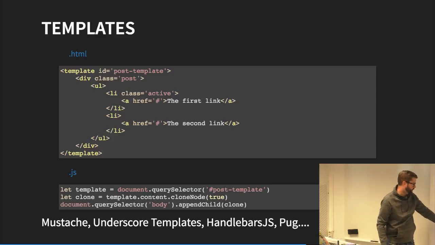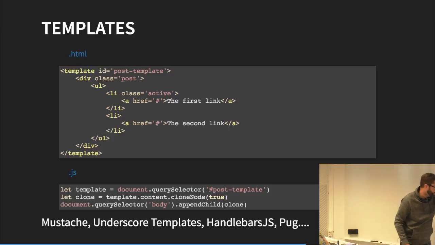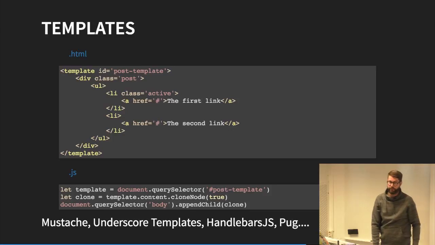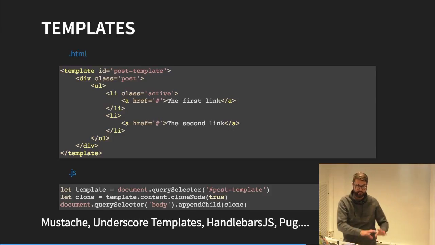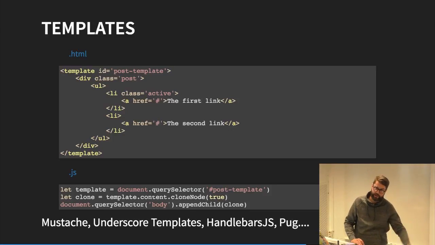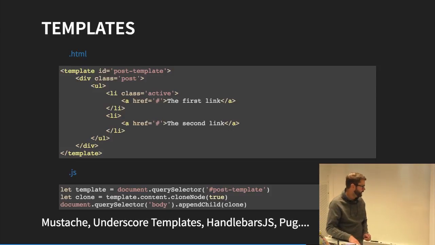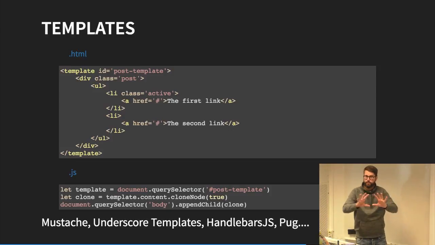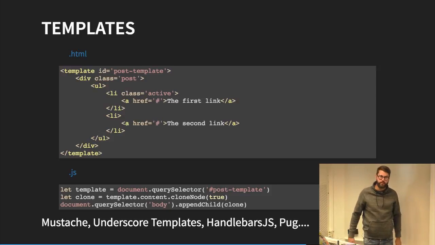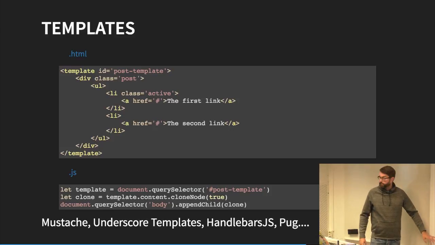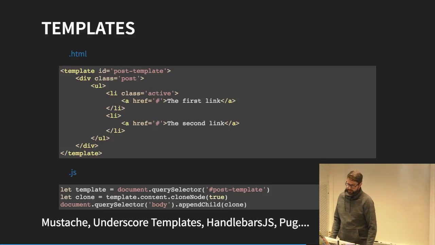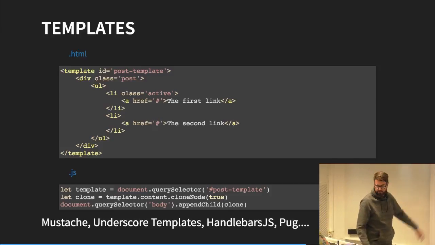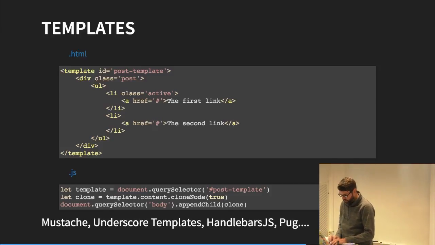Then I get a clone, and then I take the body element and append the clone inside of the body, and it will end up at the end of the body element, or wherever we would like to place it. A much nicer way of pushing out content in the browser. This is a built-in template engine. I'm actually not sure how far back support goes. Let's see.